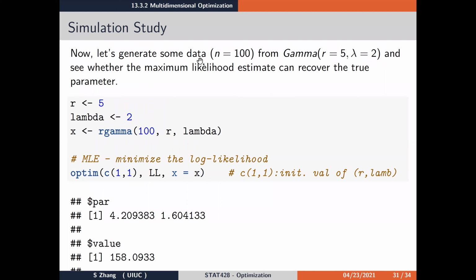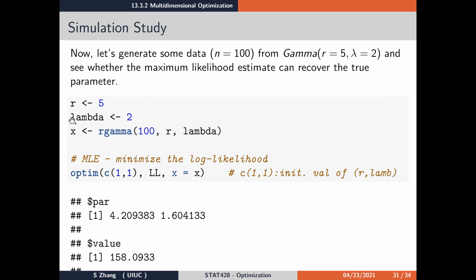Now let's generate some data with a total of 100 samples from the gamma distribution with r equals 5 and lambda equals 2. And let's see whether the MLE that we find using the optim function recovers the true parameters. So here's the code for implementing this. You can see it's really short.